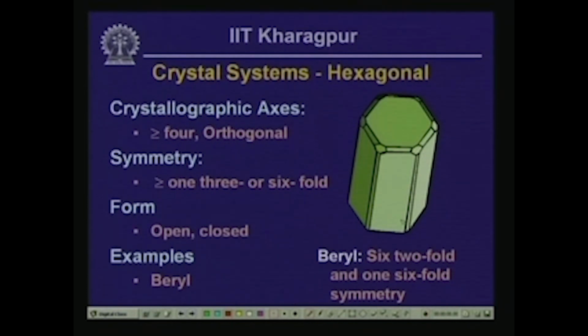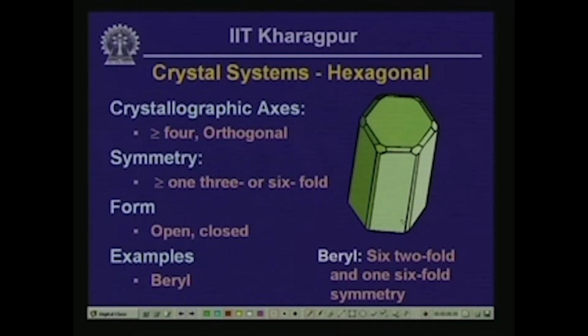And we already have considered the example of the mineral beryl, and this particular mineral has got 6 two-fold symmetry and 1 6-fold symmetry. So, if you rotate this mineral about the axis which goes from top to bottom, you are going to repeat the pattern 6 times for a 360 degree rotation.